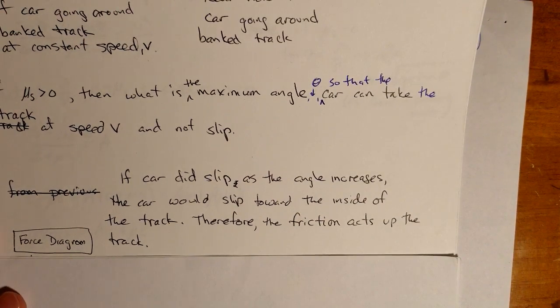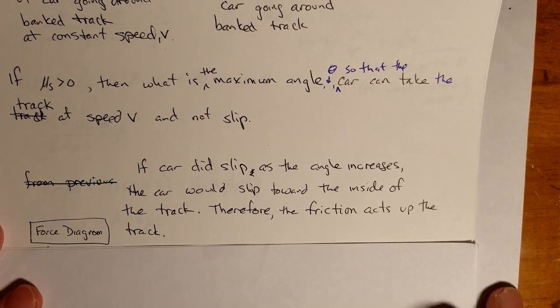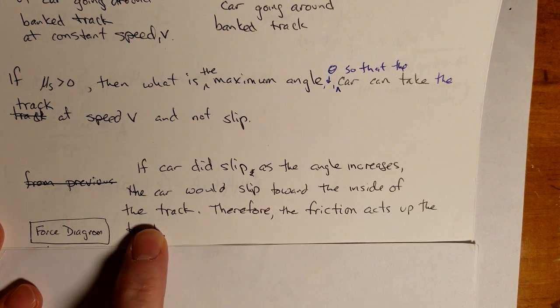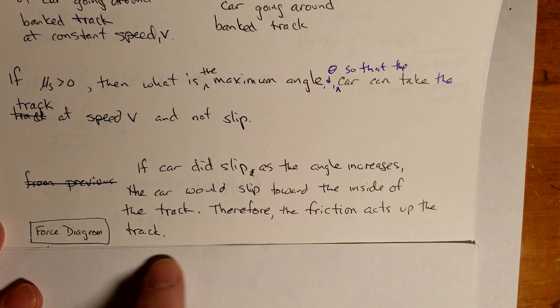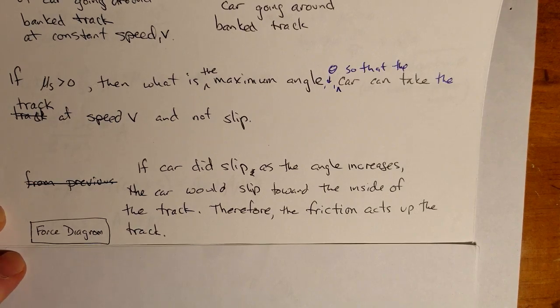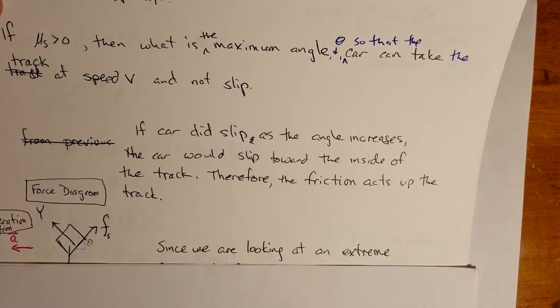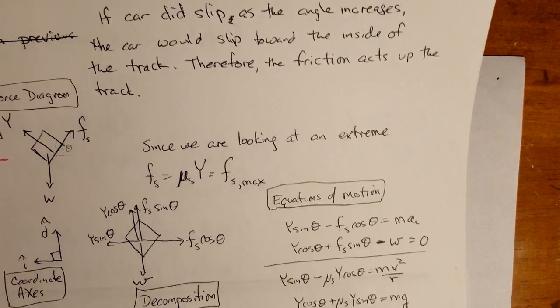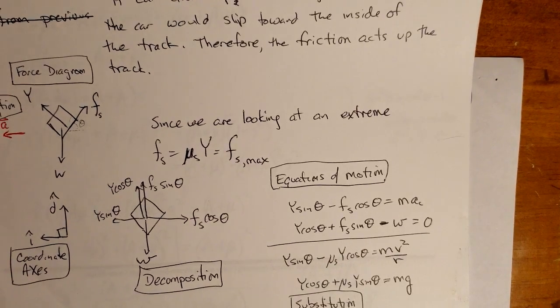So if the car did slip as the angle increases, the car slipped towards the inside of the track, which is what I just said. Therefore, the friction acts up the track. We're going to go through the process now that I've done in so many other videos.